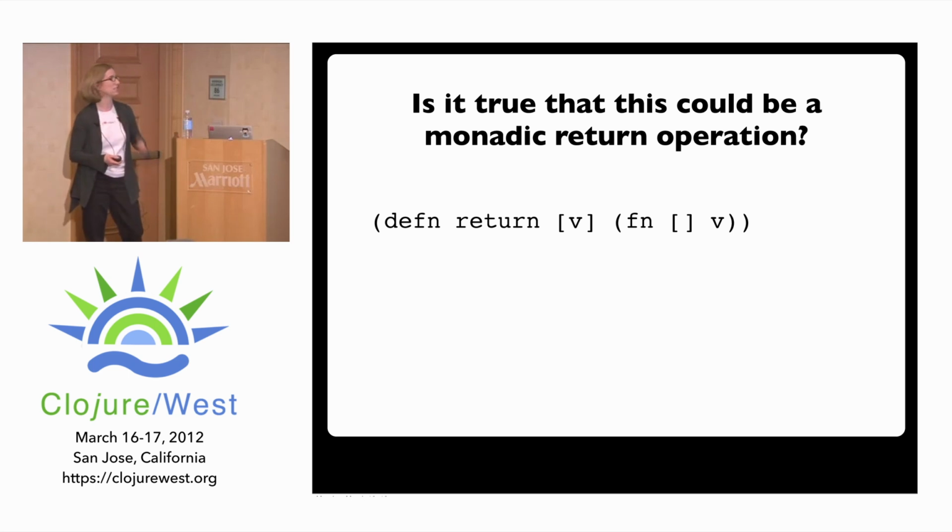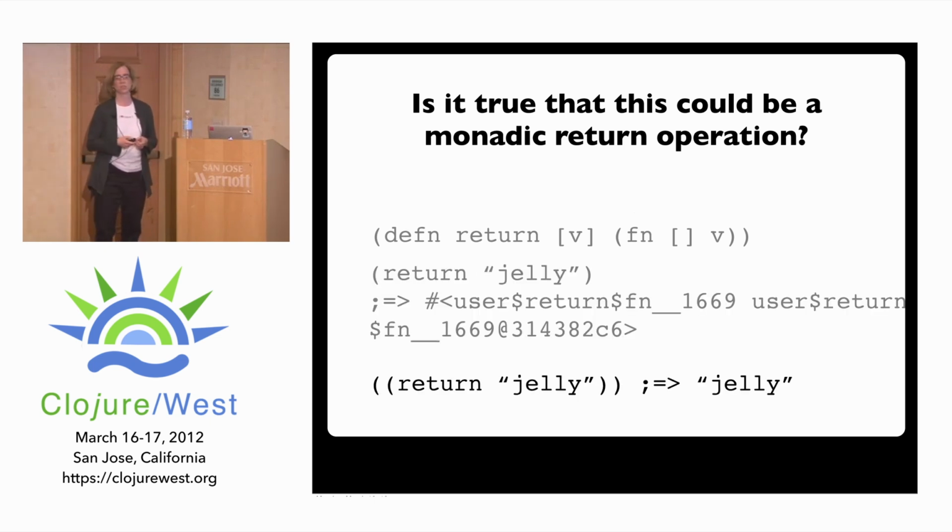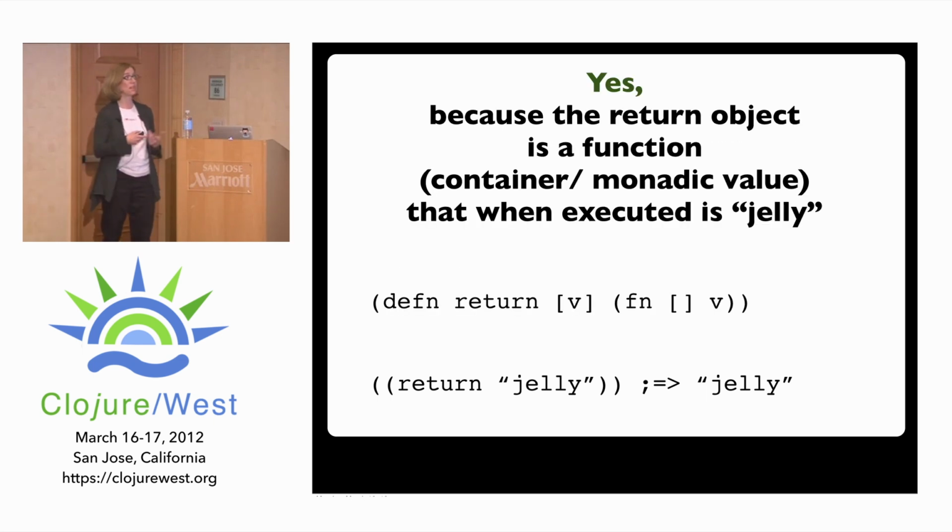Okay. Let me see. Defining a function return takes a parameter of a value, and it returns that value back in a function. Let's see this in action. So if I would just call this on a string, say jelly, it would give me back a function. And in Clojure, of course, we can execute functions by putting this in another set of parens. So if we execute return jelly, it'll give us jelly. So she really didn't know whether this was or not, but she had a 50-50 chance, so she said, sure. And the door said yes, because the return object is a function, which is a container or monadic value, that when executed is jelly.